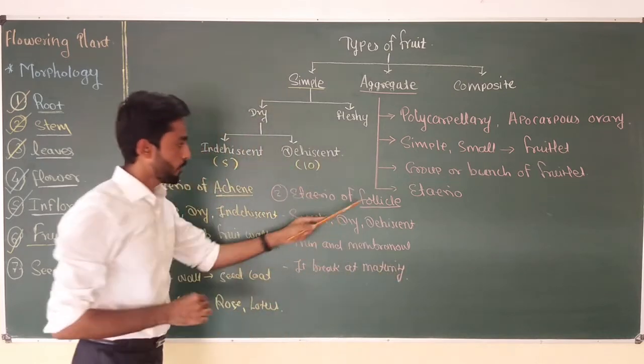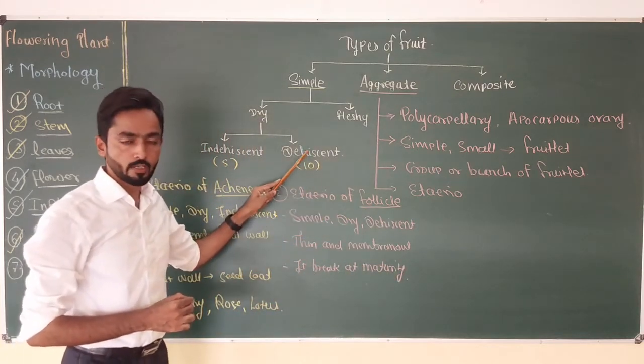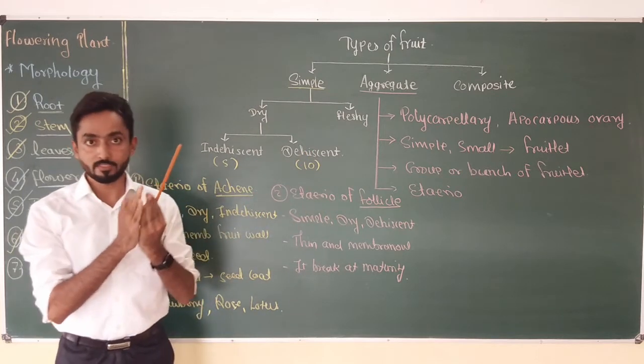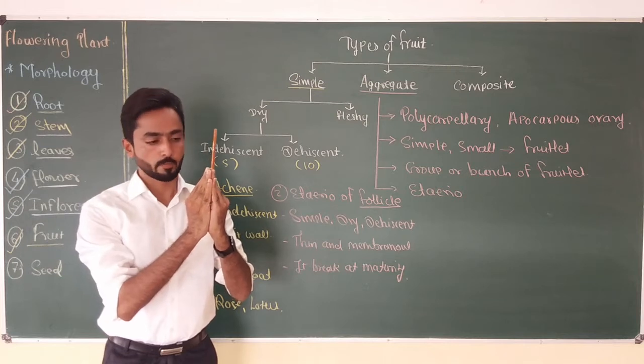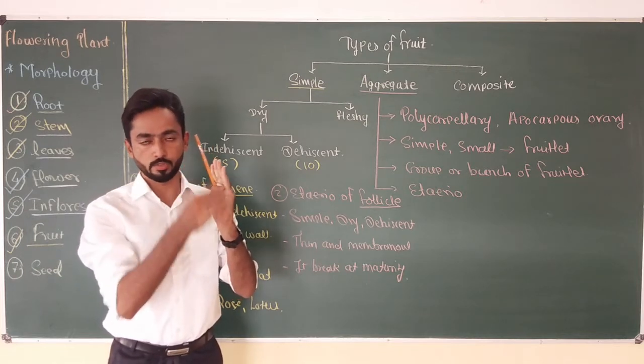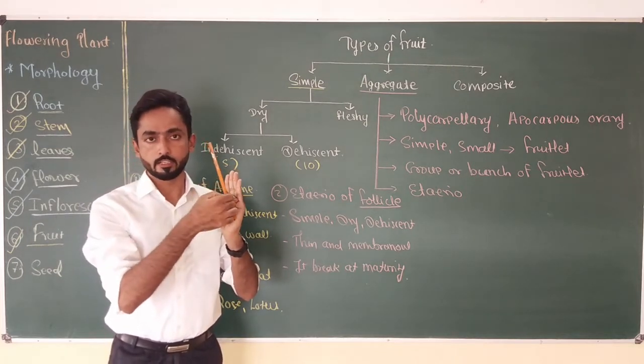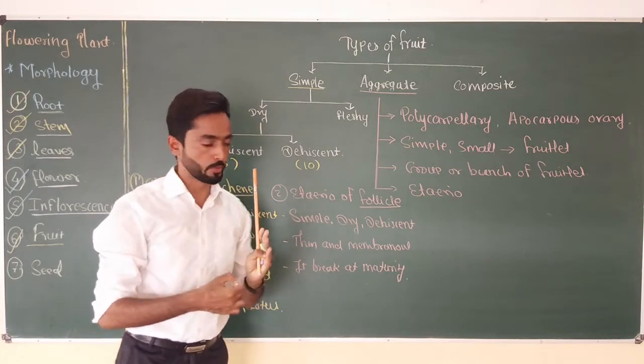Okay. A follicle is a type of dehiscent fruit, where the fruit wall breaks from one side. Suppose this is the follicle type of fruit. After maturity, the fruit wall breaks from one side or one suture, which helps in dispersion of the seed from the fruit. Okay.